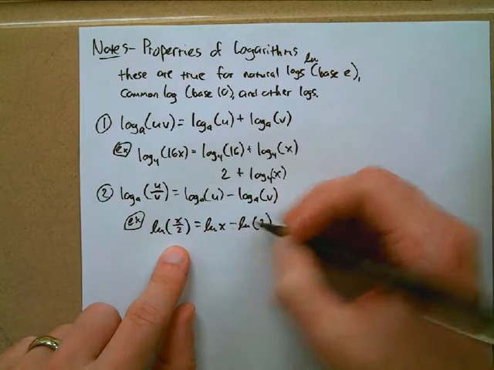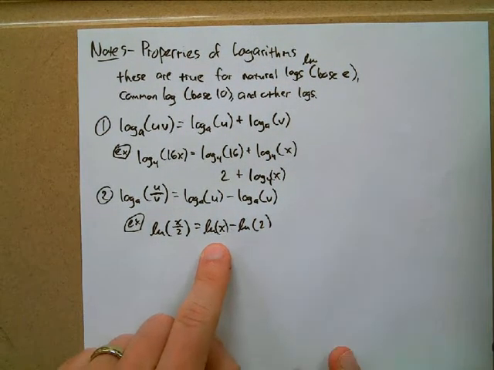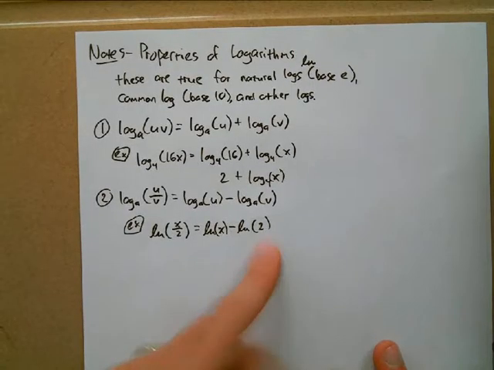Okay. Here there's no easy way to simplify this. Natural log of x doesn't really simplify. Natural log of 2 would also not simplify, because we can't come up with some easy power of e that makes 2. So that doesn't simplify any further. We'll just have to stop there.